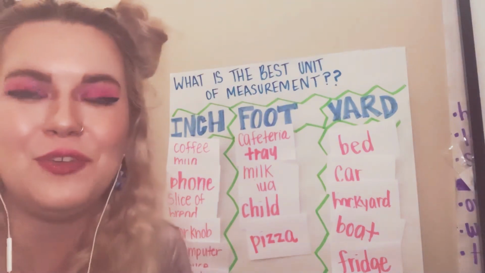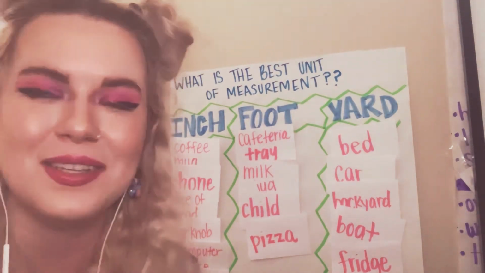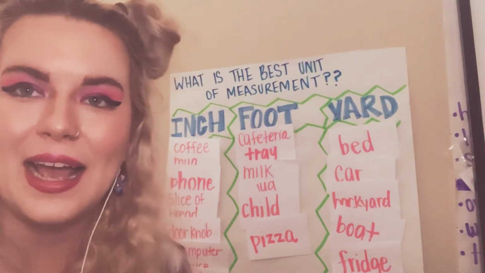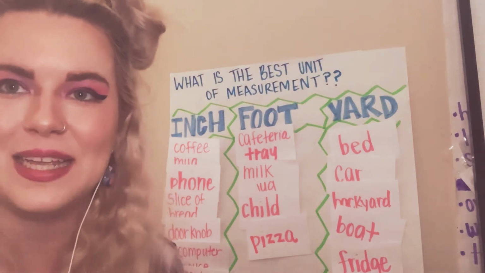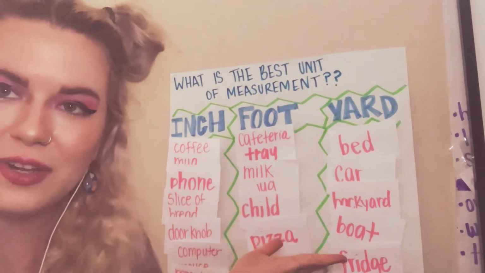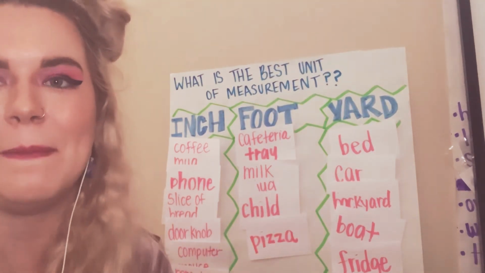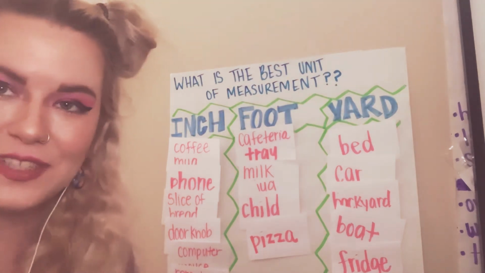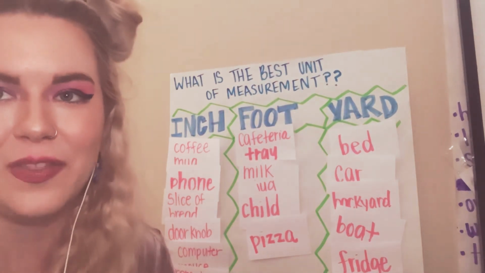Okay, so if you go to Lesson 16 homework that starts on page 81, they're going to ask you to compare household items, and they're going to ask you to circle which unit of measurement is most appropriate to measure that item. Now that you've done this activity, you should be successful on that assignment.